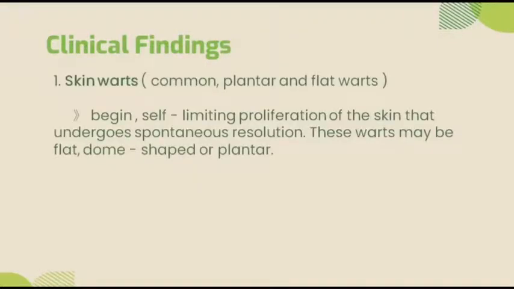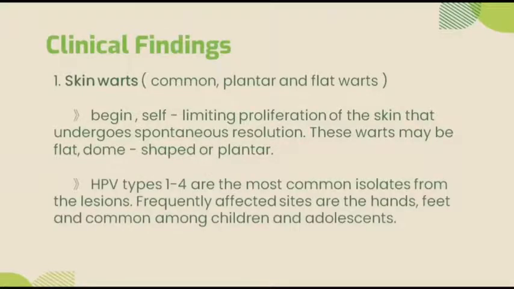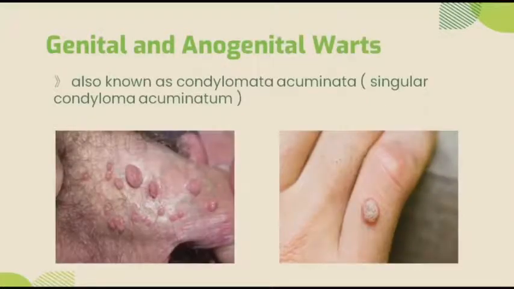Clinical findings. Skin warts begin as self-limiting proliferation of the skin that undergoes spontaneous resolution. These warts may be flat, dome-shaped, or plantar. HPV types 1 to 4 are the most common isolates from the lesions. Frequently affected sites are the hands and feet, and they are common among children and adolescents. Genital and anogenital warts are also known as condylomata acuminata.